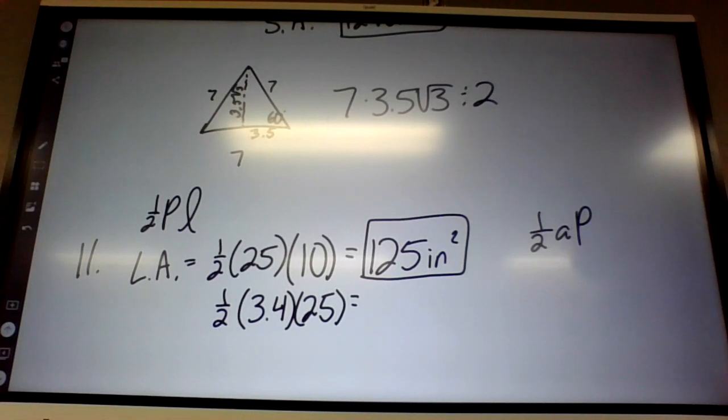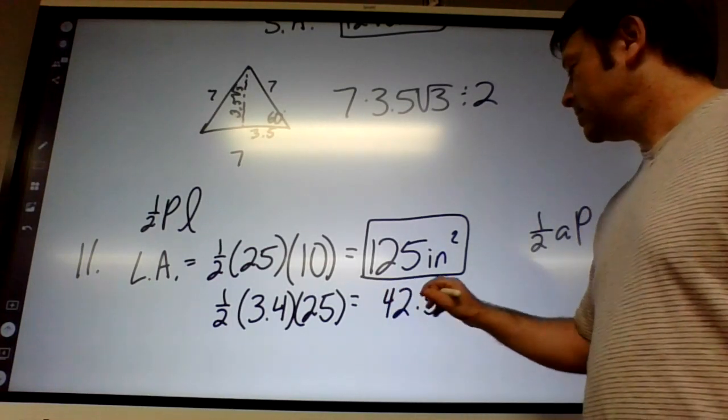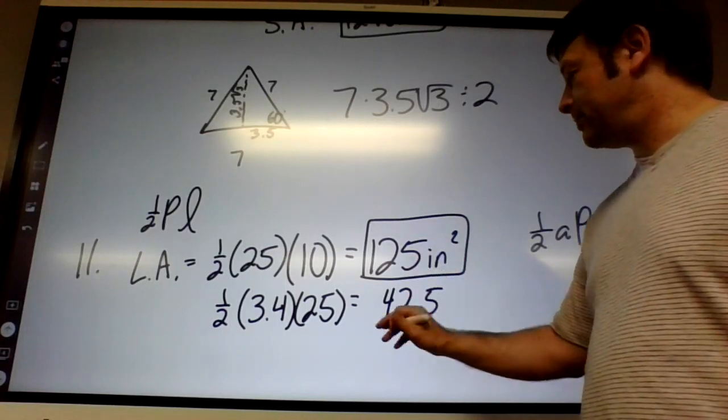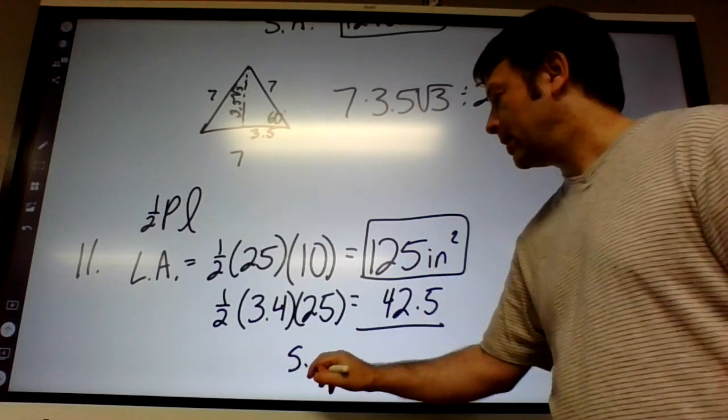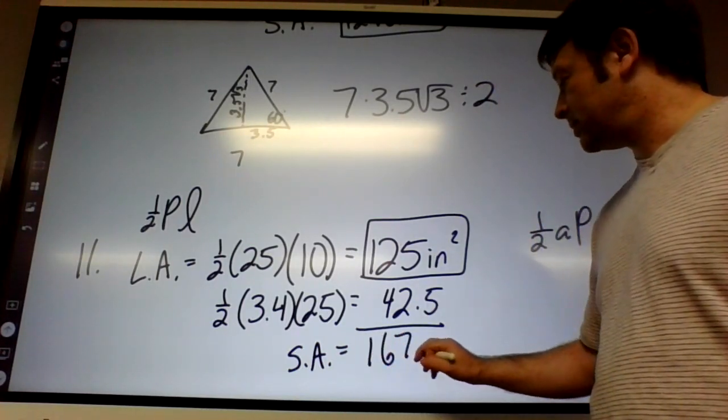The answer's 42.5. Okay, so we add the lateral area plus the base area, and we get the total surface area, which would be 167.5.